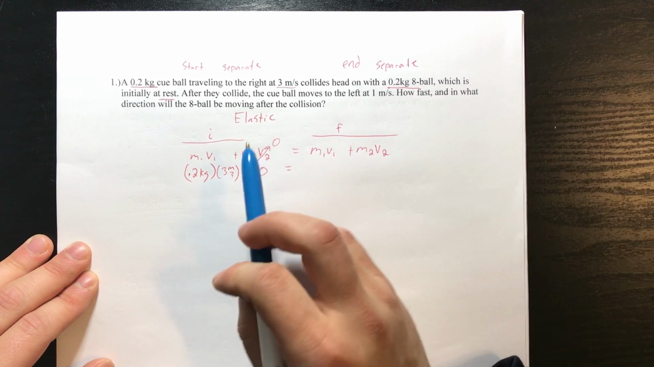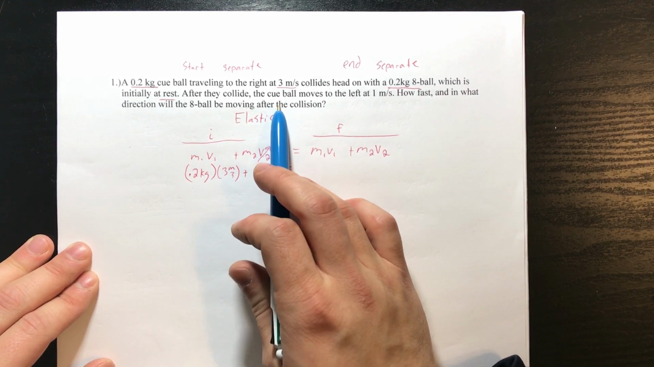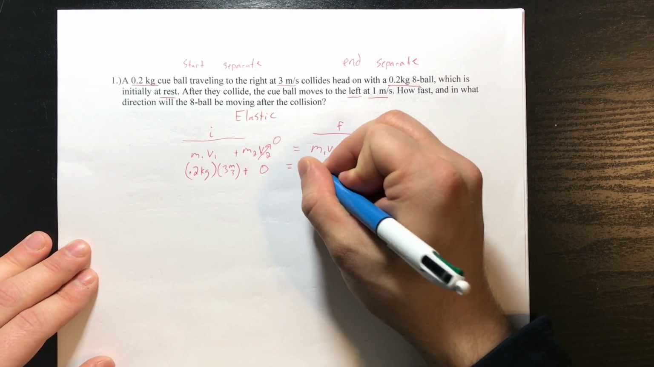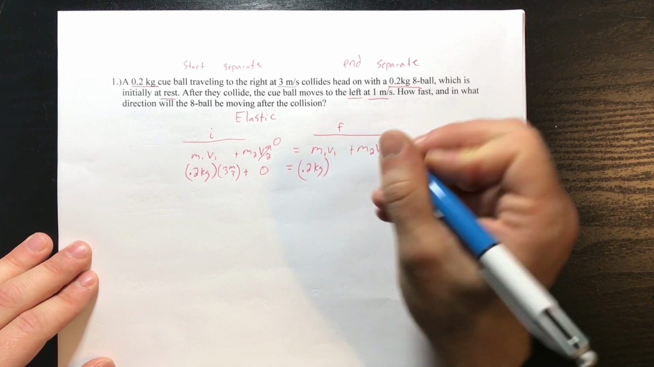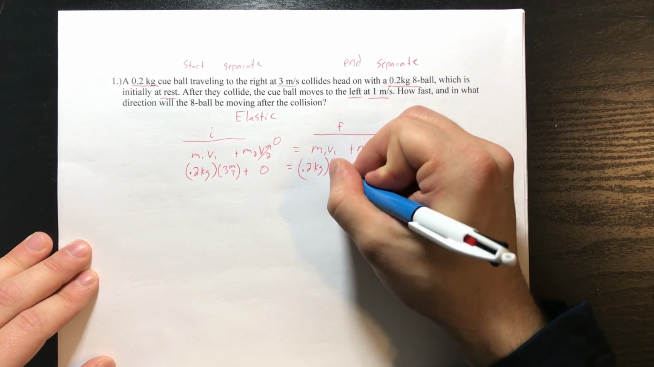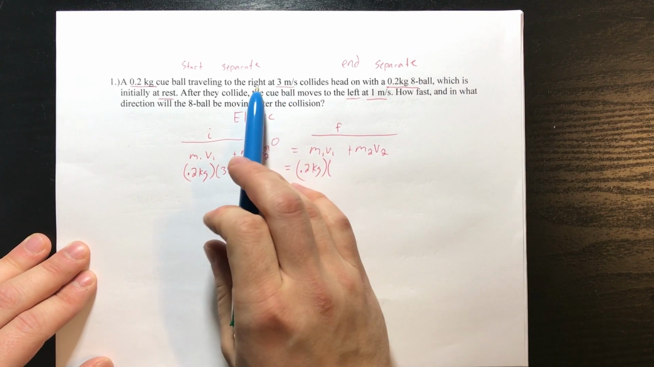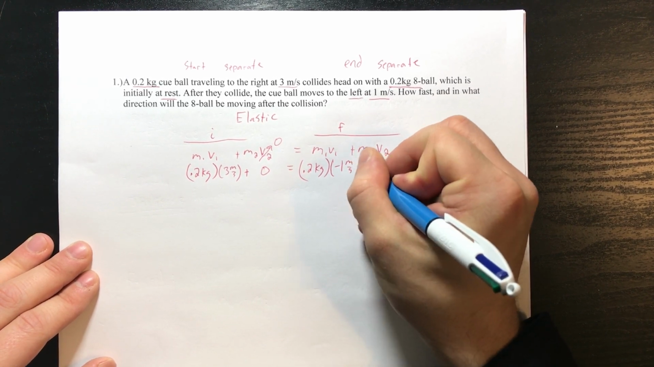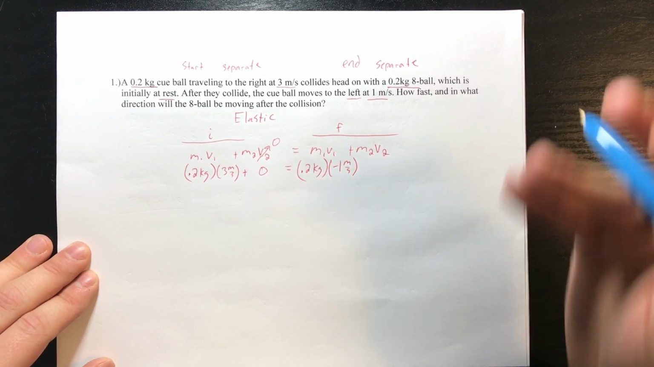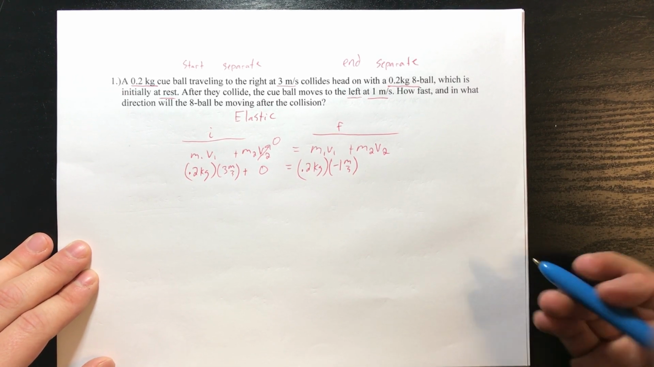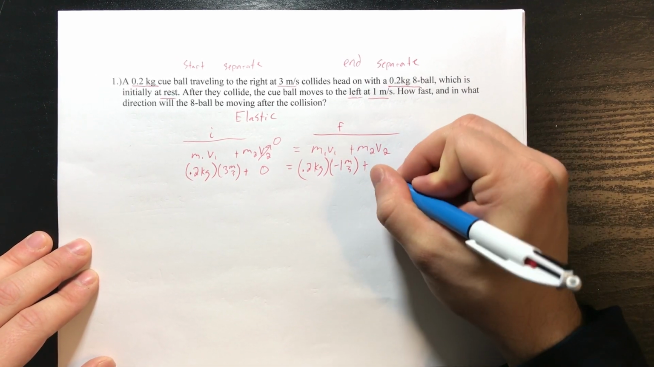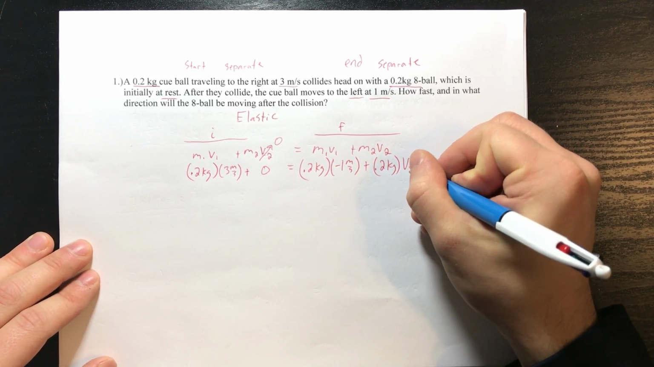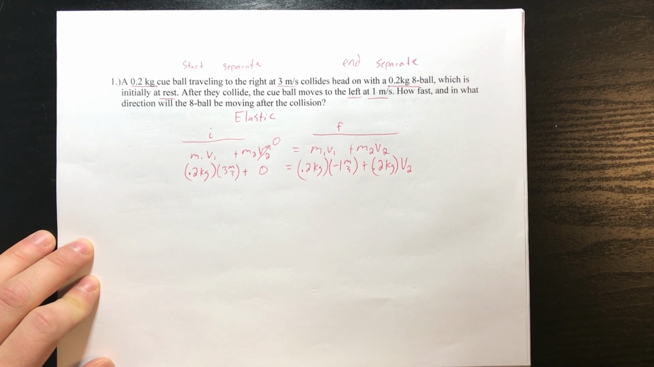Now on the other side of the equation, after they collide, it tells us that the cue ball moves to the left at 1 meter per second. So careful, it's still our mass 1, so this is 0.2 kilograms. Now its new velocity is 1 meter per second to the left. But just noting, initially we were traveling to the right, so I have to denote this in some way, and I'm going to say that our final velocity here for the cue ball is negative. Now just finishing this off, we can plug in our 0.2 kilogram mass for our 8 ball times its v2, or its final speed that we do not know.